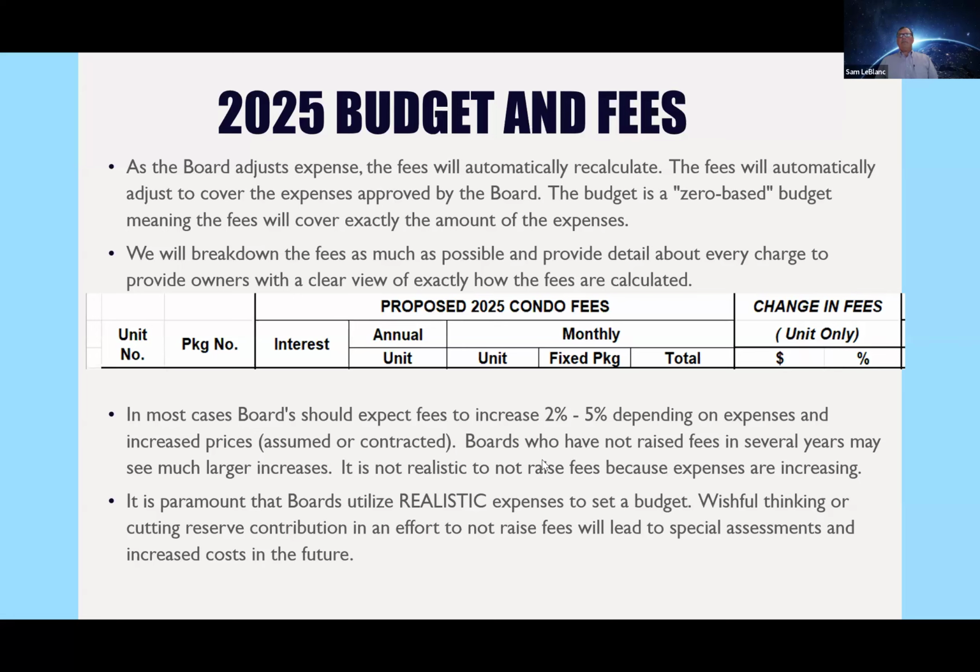In most cases, boards should expect fees to increase somewhere between 2 and 5%, depending on expenses and increased prices, assumed or contracted prices. Boards who have not raised their fees in several years may see much larger increases. It's not realistic to not raise fees because expenses are increasing. Again, we have many boards that push back and say, well, we can't raise fees. And my response is, your job is to cover all of the expenses, the realistic expenses. And so if that means fees go up, you need to raise fees.